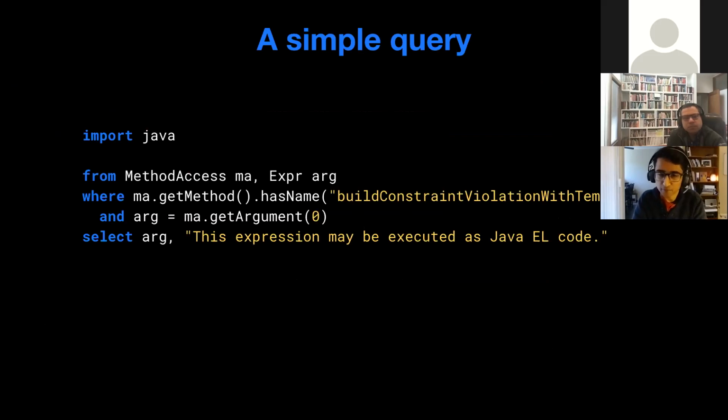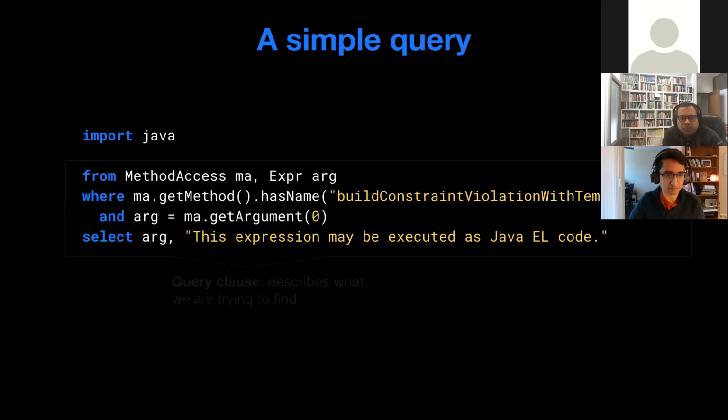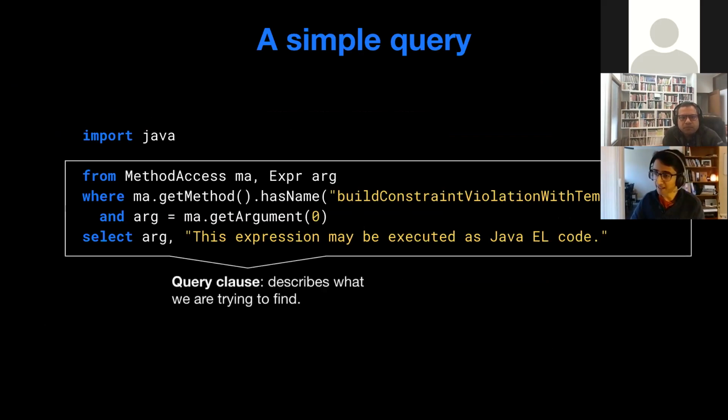Now, you've seen some examples previously about what a query looks like, particularly for the first example. And you've seen the kind of high-level process of how these queries get processed. What does a query look like? It's a little bit like SQL, from where select, maybe in the wrong order if you're used to that. The from declares some variables and their types, saying that these must come from these sets of values. In this case, a method access is a call to a method in Java. An expression is a program expression that might have a value.